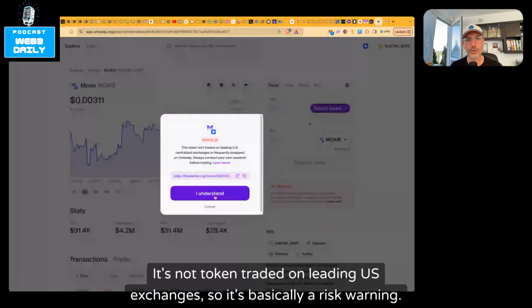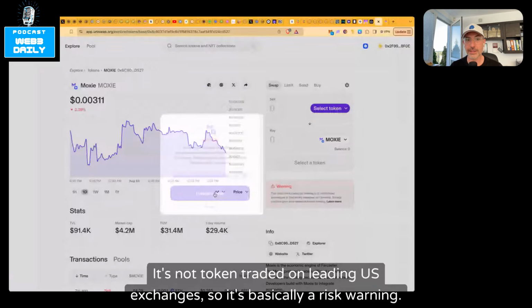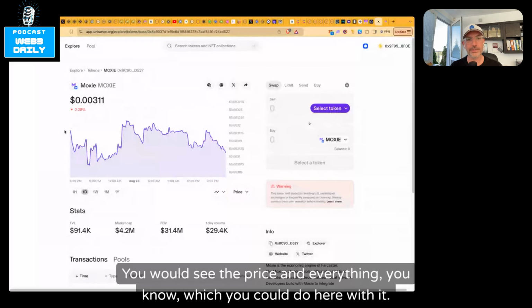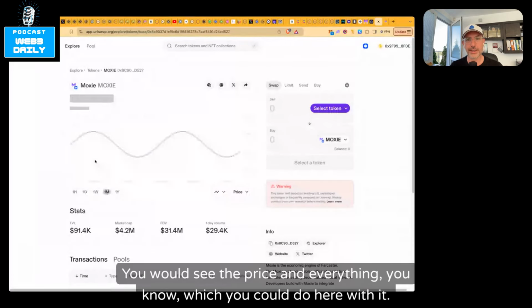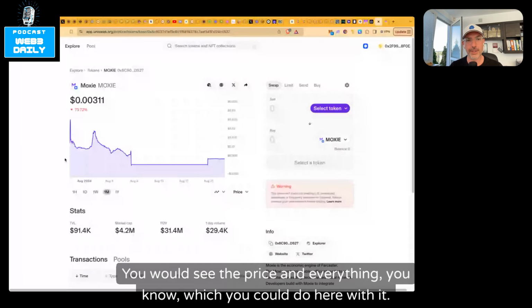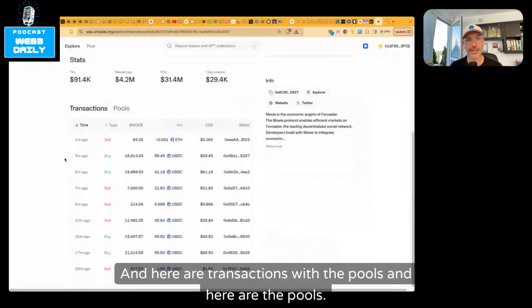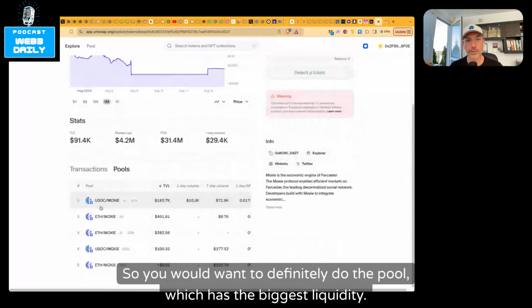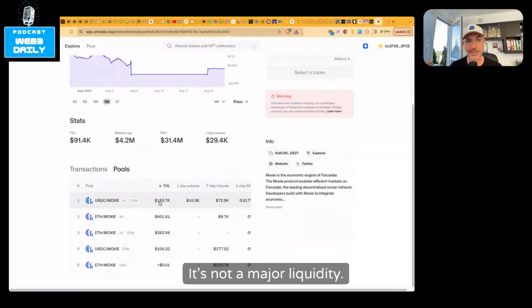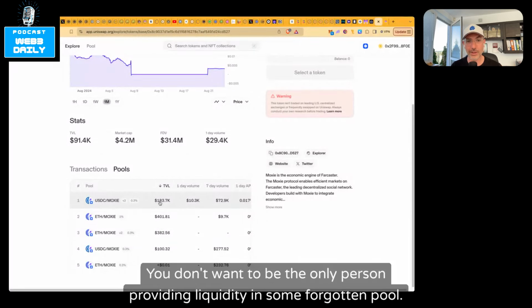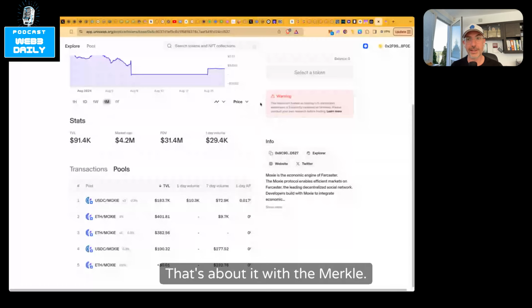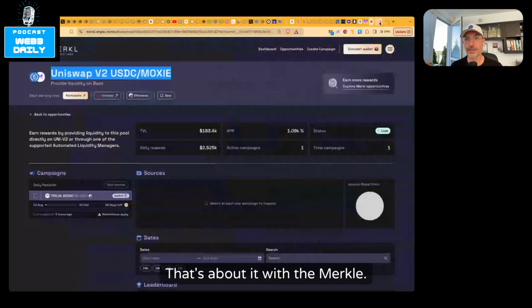It's not a token traded on leading US exchanges, so it's basically a risk warning. You would see the price and everything, which you could do here with it. And here are transactions with the pools, and here are the pools. So you would want to definitely do the pool which has the biggest liquidity. It's not a major liquidity. $183,000 is not much, but you don't want to be the only person providing liquidity in some forgotten pool. That's about it with the Merkle.